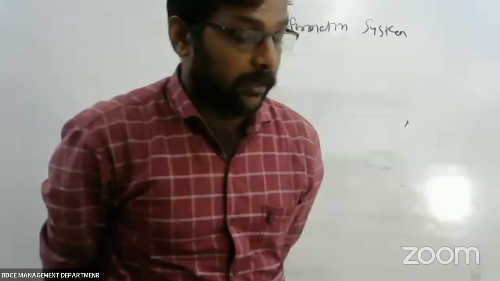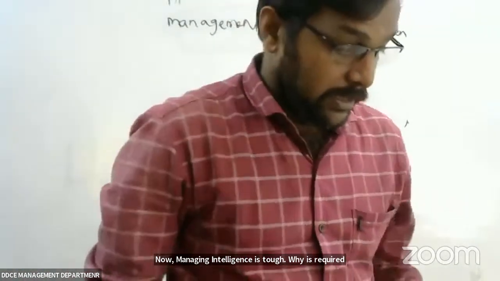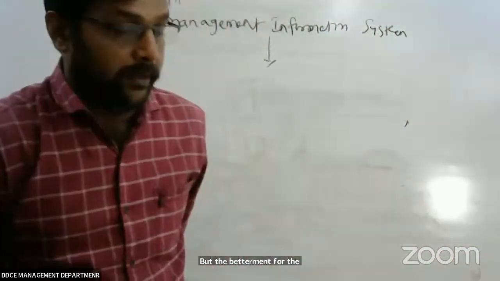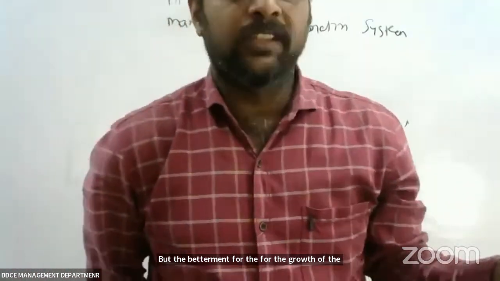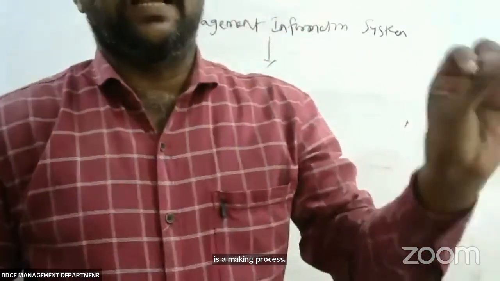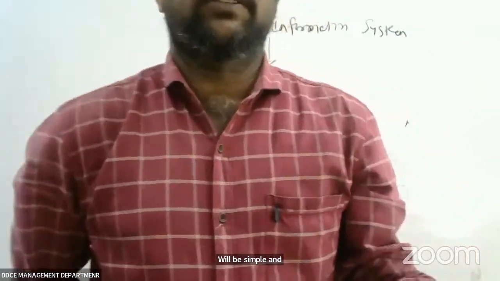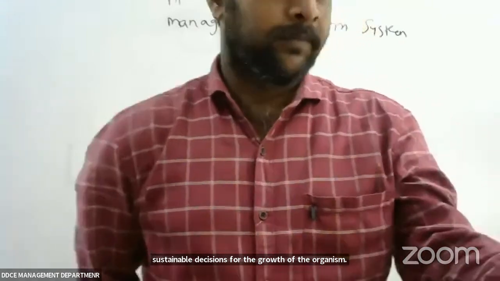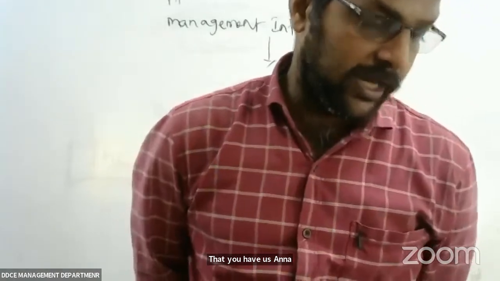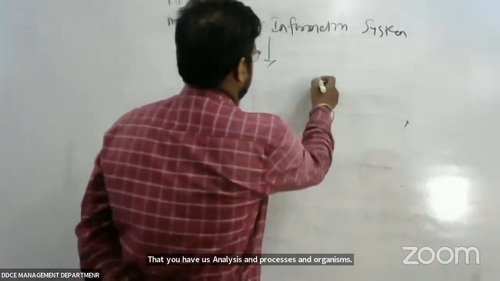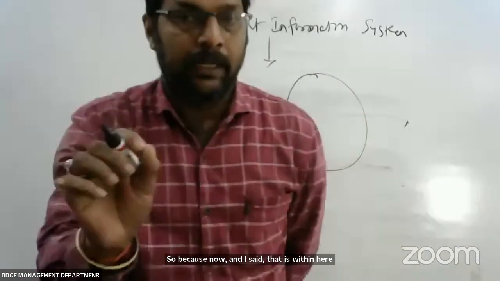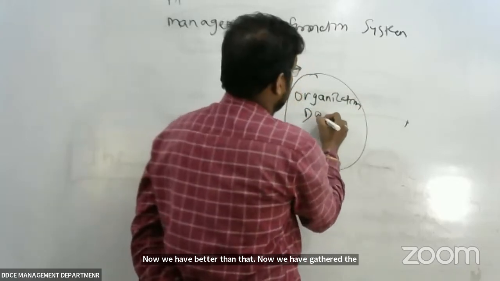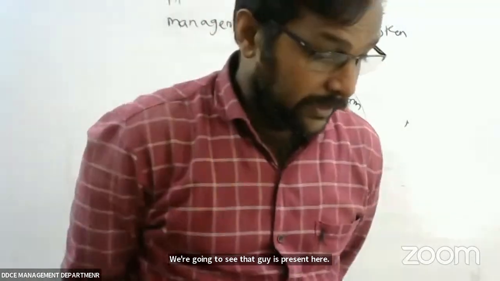Now, management information system, why is it required first? We have to take right decisions for the betterment and growth of the organization, because the decision making process will be simple and appropriate also. So how to take such decisions? An MIS is an information system that evaluates, analyzes, and processes an organization's data. Now we have gathered the data. Organization data is present here.